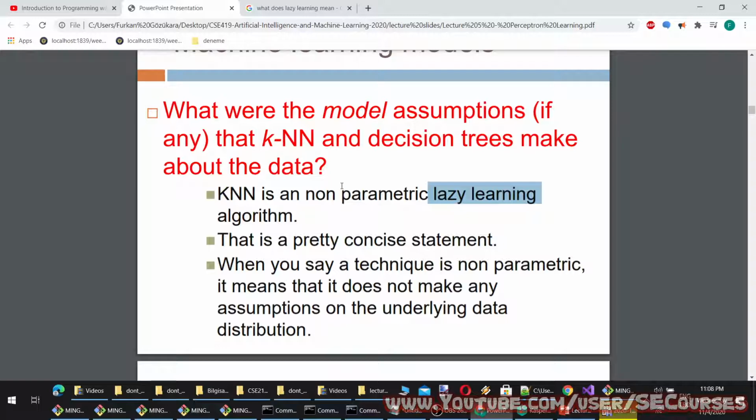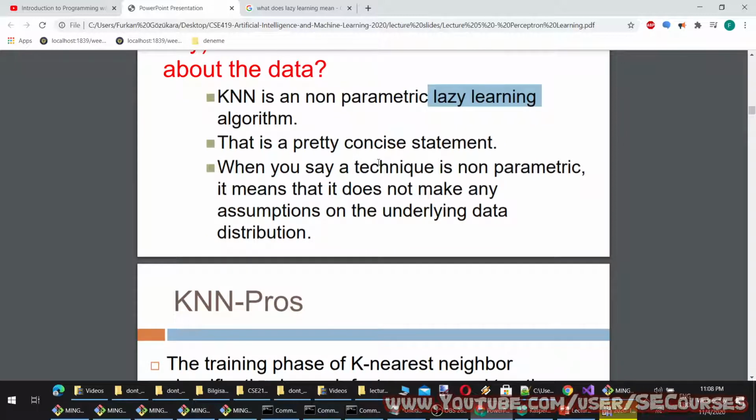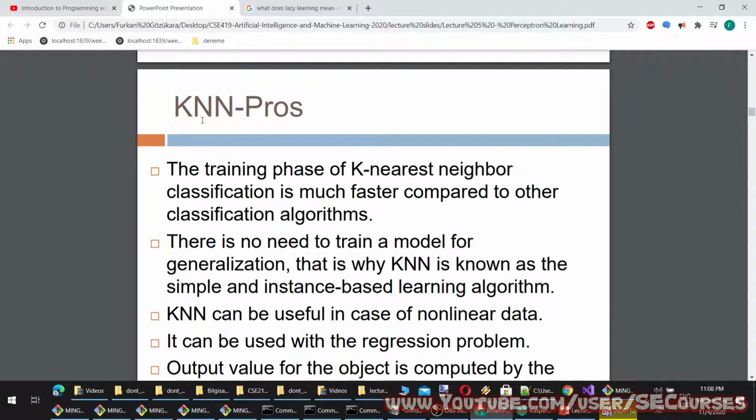However, the testing stage is pretty exhaustive, because whenever a new data arrives, a test data arrives, it has to check the, let's say, close pairs or all of the pairs, depending on the KNN model we are using. We have seen them in the previous lecture.